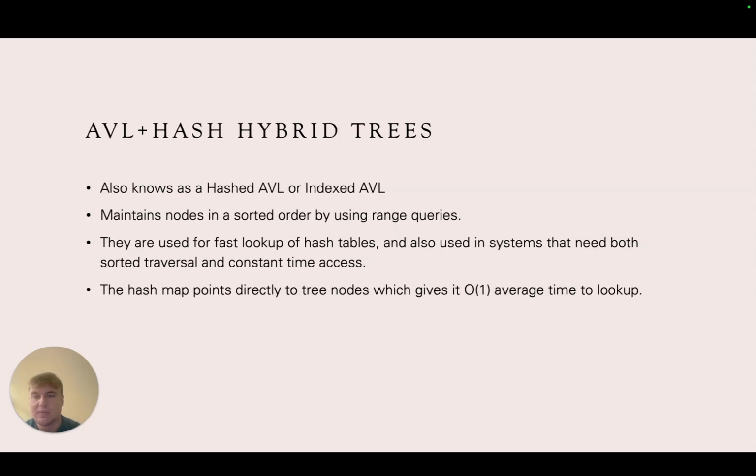Now let's go on to AVL plus hash hybrid trees, also known as hashed AVL or indexed AVL. They maintain nodes in a sorted order, supporting range queries. They are used for the fast lookup of hash tables and also in systems that need both sorted traversal and constant time access. And the hash map points directly to tree nodes, which gives order 1 average time lookup, which is very good.